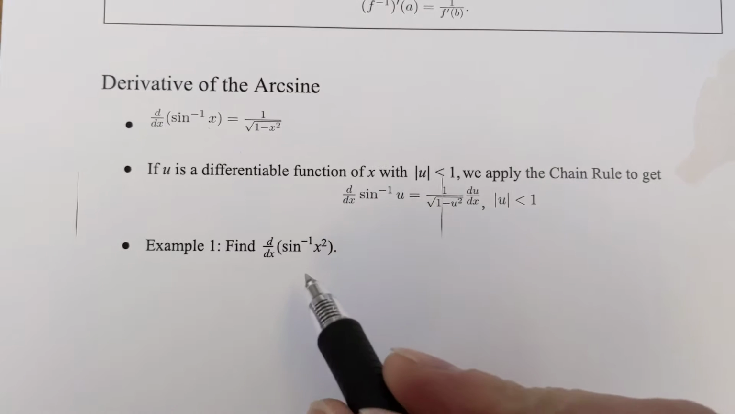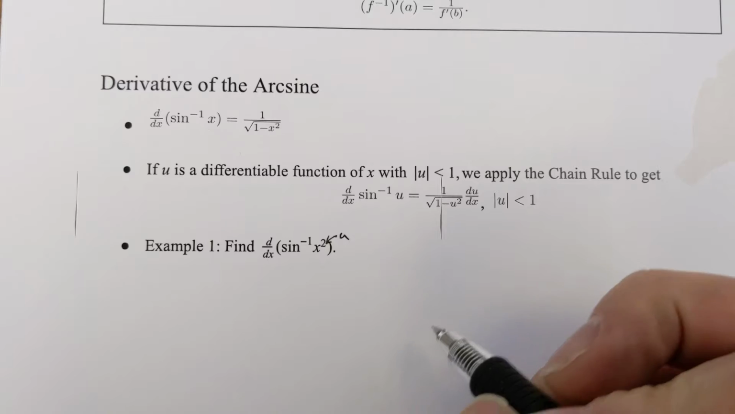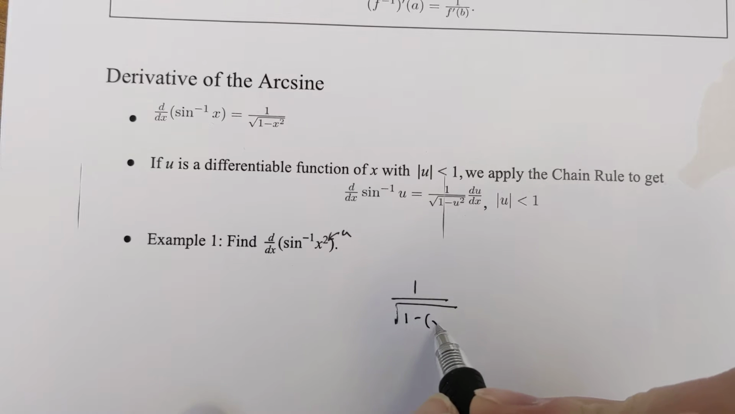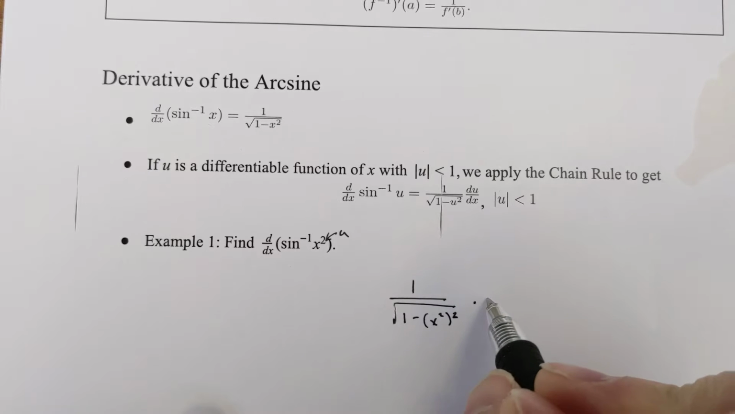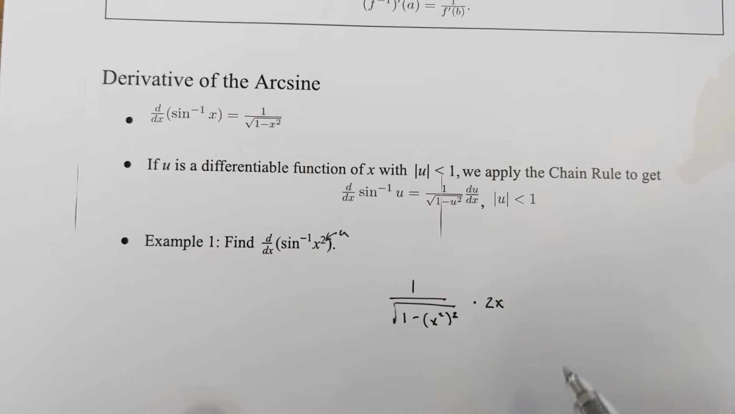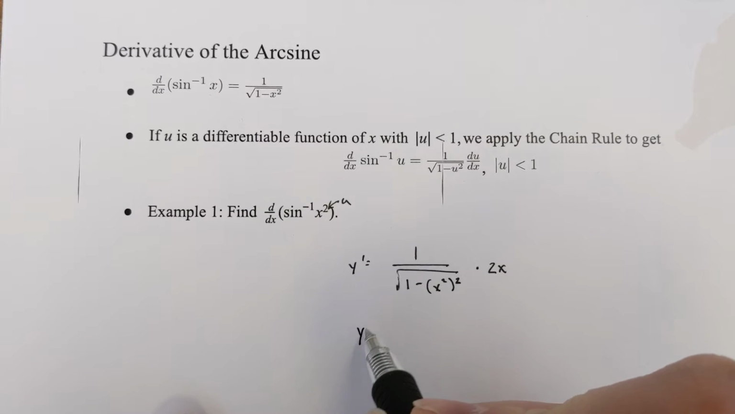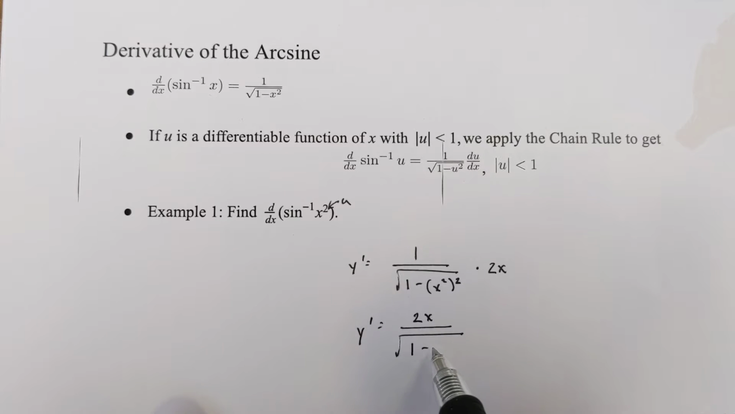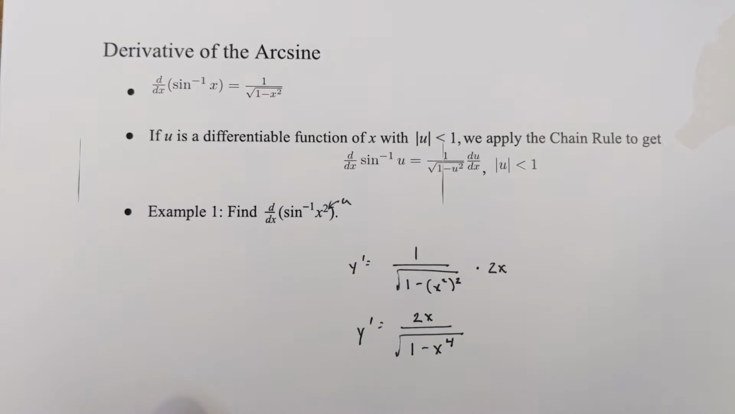All right, so for example 1, find the derivative. So this x squared is going to be our u value. So the formula is 1 over the square root of 1 minus u squared, so that's going to become x squared squared, and then times du dx, which is going to be 2x. So simplifying this, y prime equals 2x moves to the top, square root 1 minus x to the 4th, x squared squared, you multiply the exponents, there's your answer.